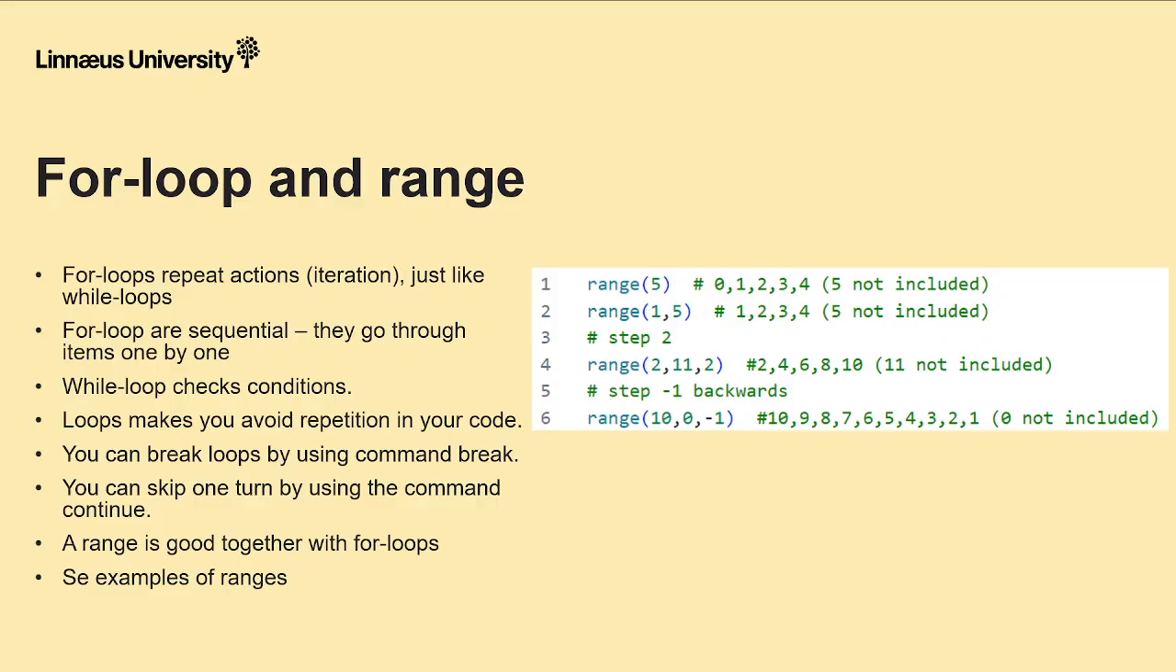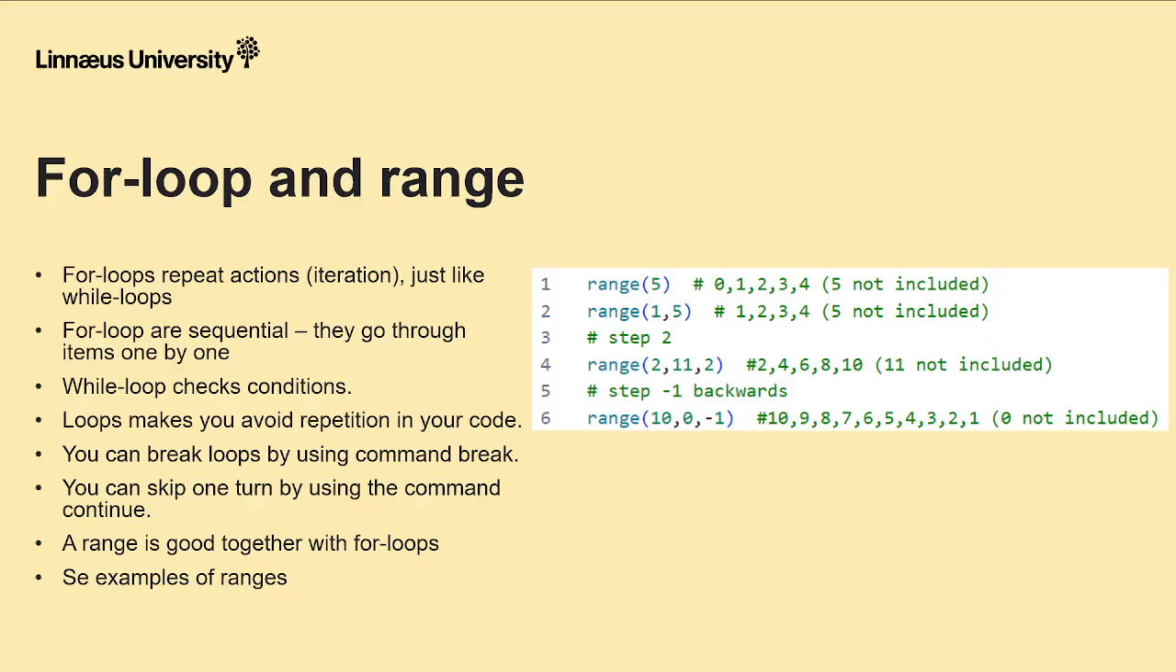But in this second example, we use the range function. The range is a collection, sequential. So if you write range parenthesis 5, you get 0, 1, 2, 3, and 4. You get 5 values from 0 to 5 minus 1, that's 4, because 5 is not included. If you, instead of just writing 5, write 1 and then 5, you start with 1 and get up to 5. 5 is still not included.